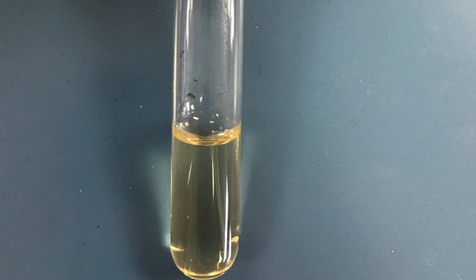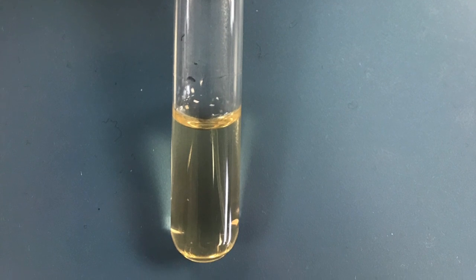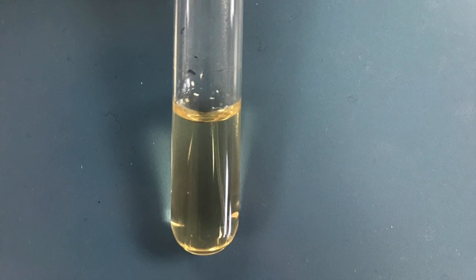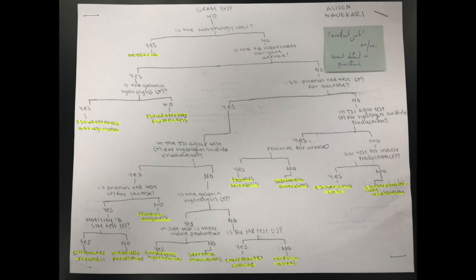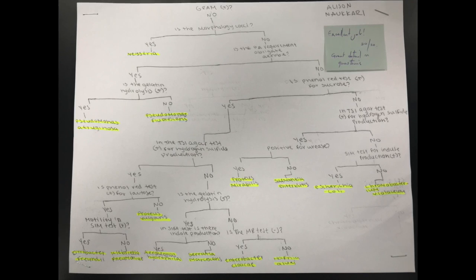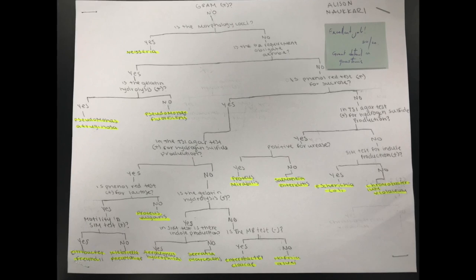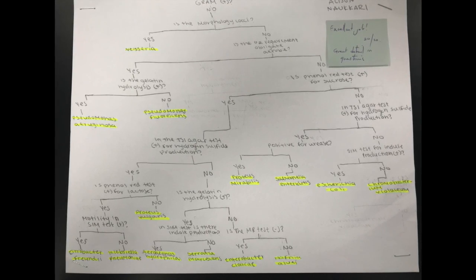After conducting all of the metabolic tests, we determined that our unknown was Citrobacter freundii. After doing all of our tests and receiving our results, this is a final run-through using our dichotomous key as to how we got to which unknown was ours.